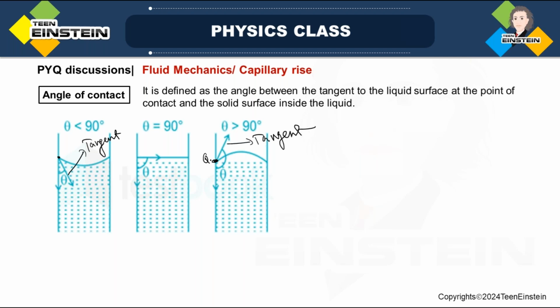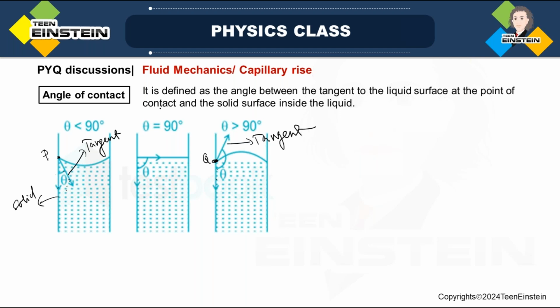Suppose this is point P, and I have to take the solid surface inside the liquid. So this is the solid surface inside the liquid. Look, this angle is called the angle of contact. This is the tangent to the liquid surface at the point of contact, and this is the solid surface inside the liquid. These two are making an angle theta. This angle theta is the angle of contact.